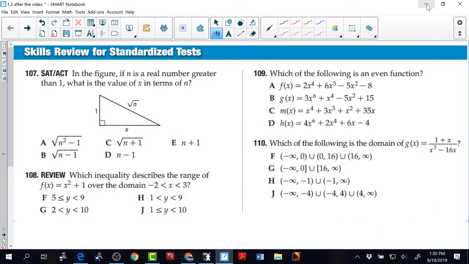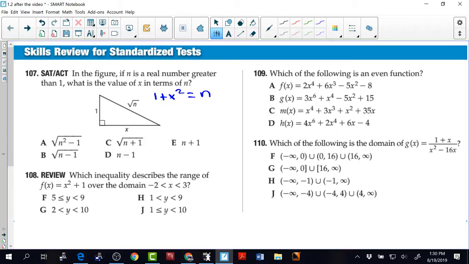All right, we have an ACT review. It says in the figure, if n is a real number greater than 1, what is the value of x in terms of n? So the relationship here is the Pythagorean Theorem. 1 plus x squared is equal to n. When you square root, that's gone. X in terms of n.